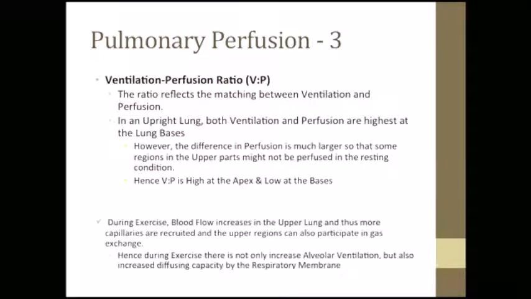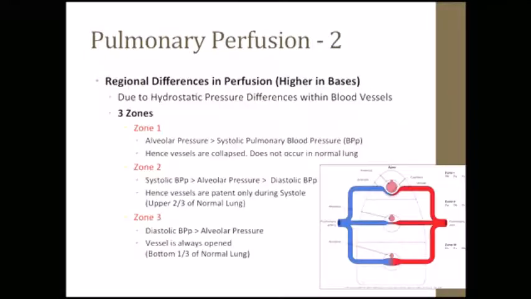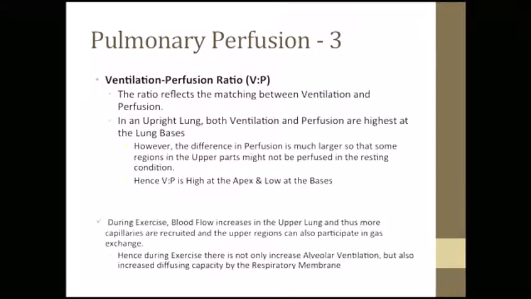Okay. So what happens during exercise? During exercise, your heart pumps harder. You increase the pressure in your vessels. So basically, you push things from zone 2 into zone 3 by increasing your diastolic blood pressure. Apart from that, you also breathe faster and you have greater alveolar ventilation as well. So not only do you have increased alveolar ventilation, but you also have increased diffusing capacity by improving the V/Q ratio by the respiratory membrane.